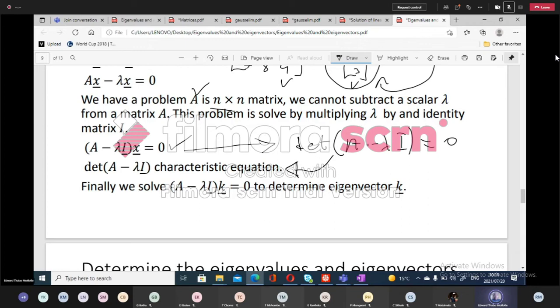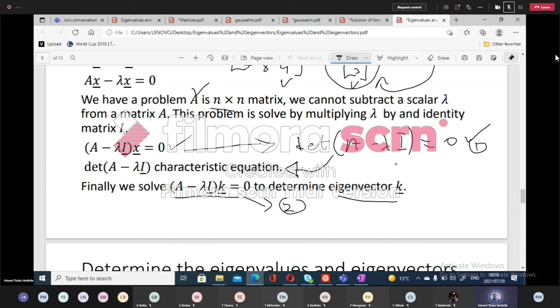This is the first step that I'm going to always do immediately. If you give me a matrix, I just go directly to this one. This is step 1. Okay, and finally we solve this equation to determine the eigenvector. So this means there are two equations that we are going to solve. We solve number 1, we solve number 2, and then we are done. Then we have solved the eigenvalue problem.